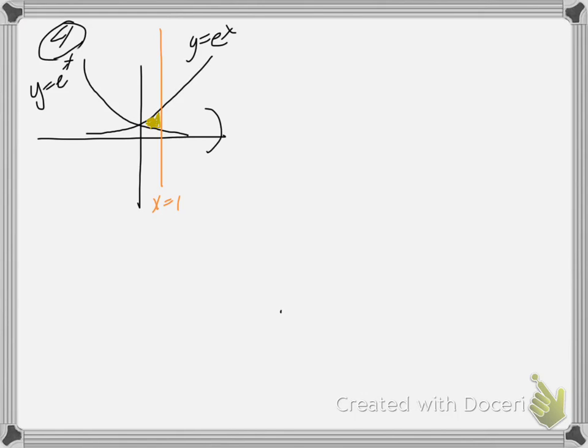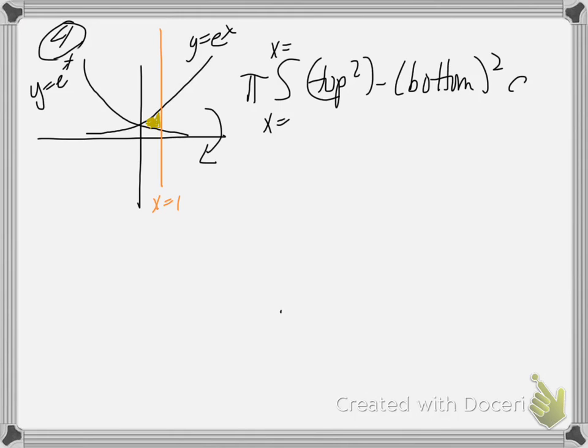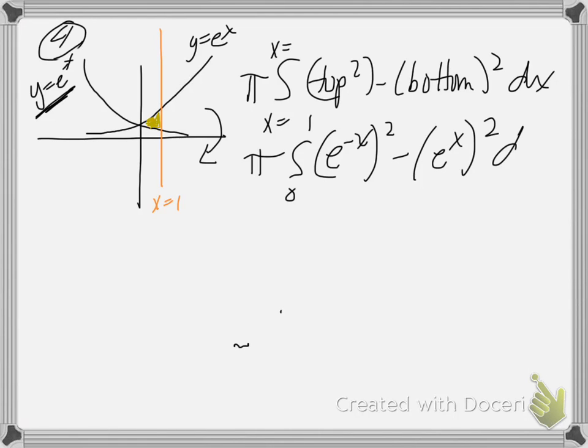Okay, so we're going to revolve around the x-axis, so that means we're going to have pi. We'll have our limits in terms of x. It's going to be the top squared minus the bottom squared dx. Okay, so first of all, to find the limits, they meet at 0, and you know that meets at 1 because you were given the function x equals 1. The function on top is this one right here, y equals negative x. I mean e to the negative x. So it's e to the negative x squared minus the bottom, which is just e to the x squared dx.